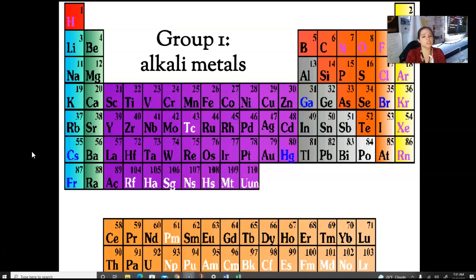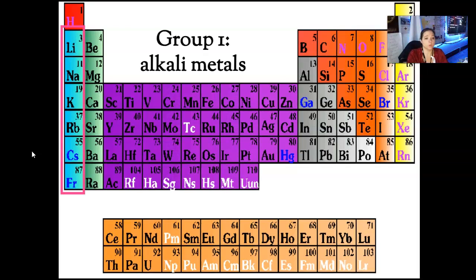All right, so we're going to start looking at the groups now. We've looked at the periods. We know that the energy levels match up with periods. Now we're going to look at groups. Some groups are labeled. They actually have names. For instance, group 1, which would be this group right here. Hydrogen is not included. They are called the alkali metals, ending with I. Alkali is group 1.